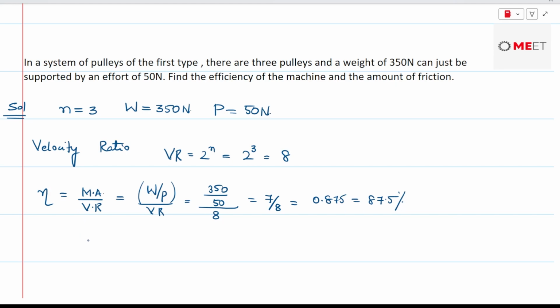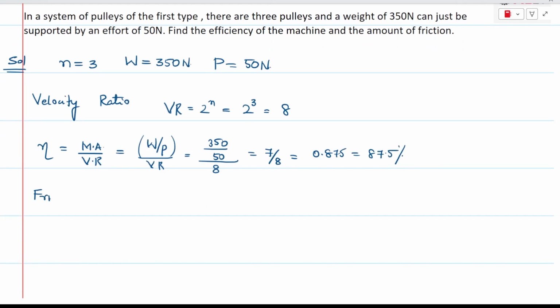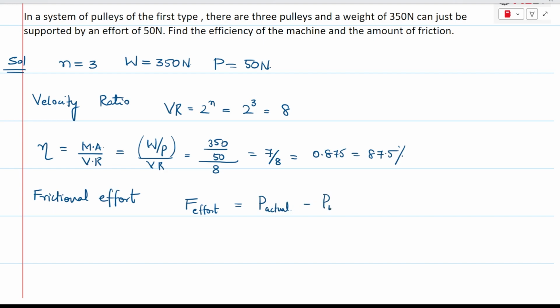or 87.5%. And the last bit they are asking to calculate is the amount of friction. So frictional effort needs to be calculated. Frictional effort, that is F subscript effort, is equal to actual effort minus ideal effort.